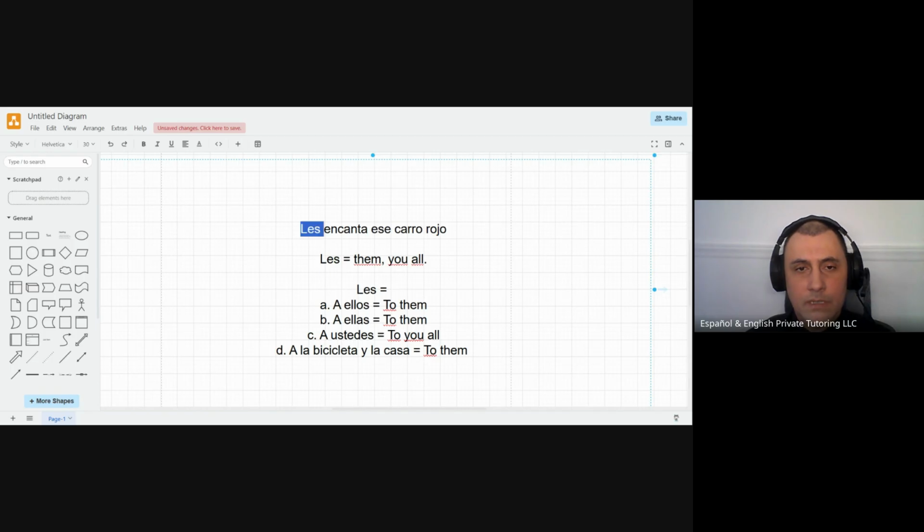This sentence is missing the indirect object because les is ambiguous. So if you give me this sentence, I'm not going to understand it. You have to give me more context. So to give me more context, you add the indirect object. Let's say, a ellas. Bueno, let's say, a ustedes. A ustedes les encanta ese carro rojo. Okay. So fix that in the book.